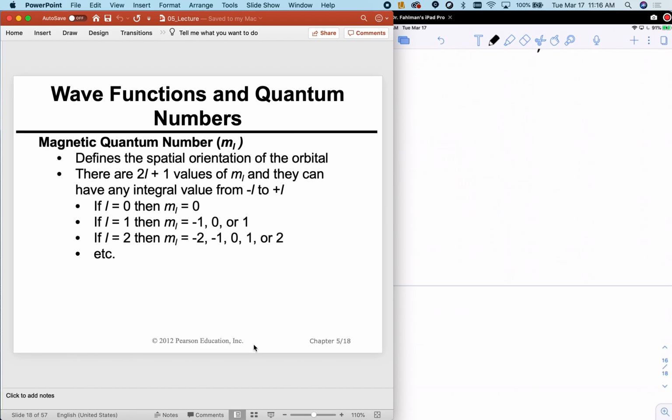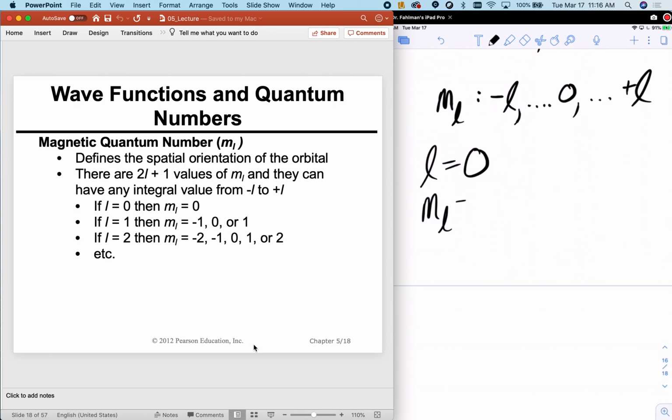Now the magnetic quantum number, m sub L. These will take specific values depending on what L is. What's really important is that m sub L can take values all the way from minus L through 0 to positive L, and again, they're only integers. You can't have fractional values or 1.5 or whatever. So if L is equal to 0, what does m sub L equal? The only value that m sub L could be is 0.